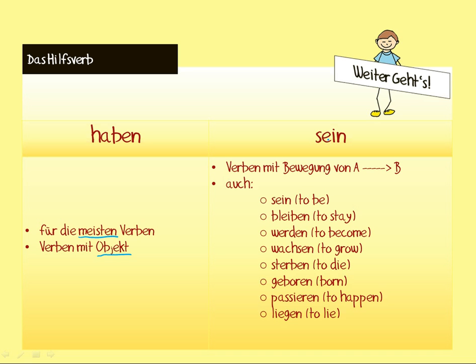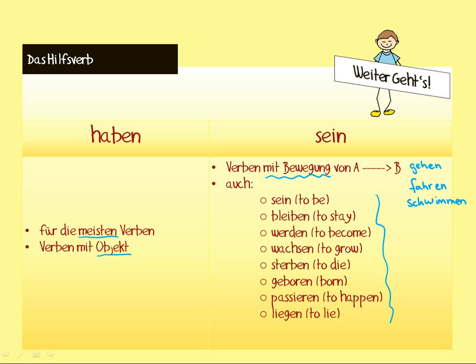Okay. Sein is used for verbs with movement from A to B. Okay, so that would include verbs like gehen, fahren, schwimmen, anything that has a movement from point A to point B. And then there are some where it's a little bit harder to see the movement, so I added them.